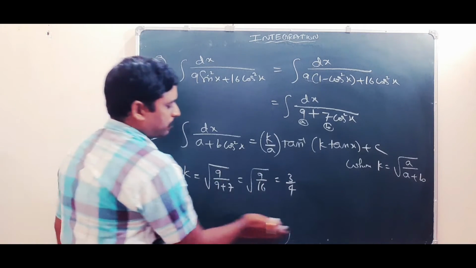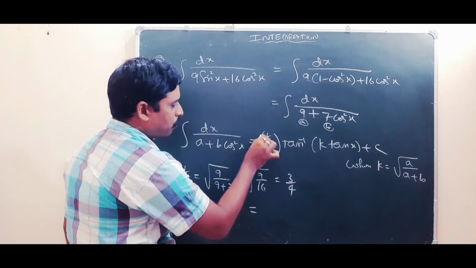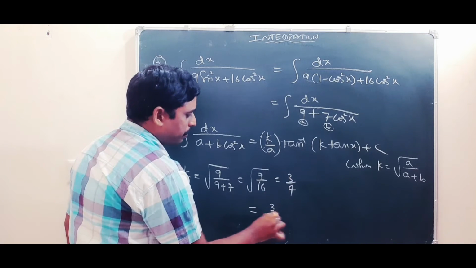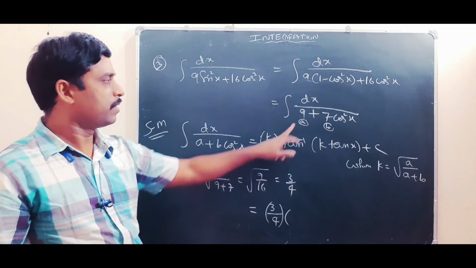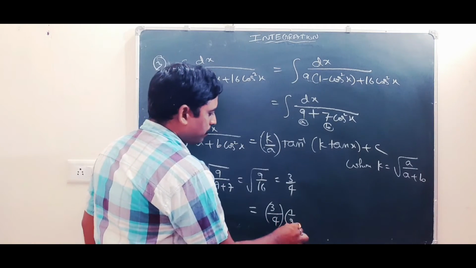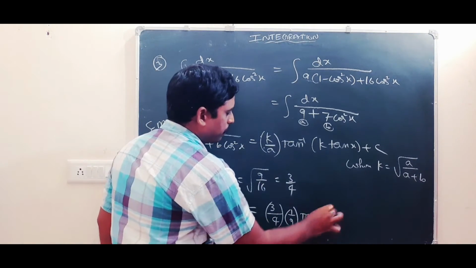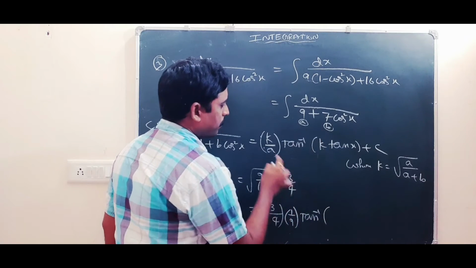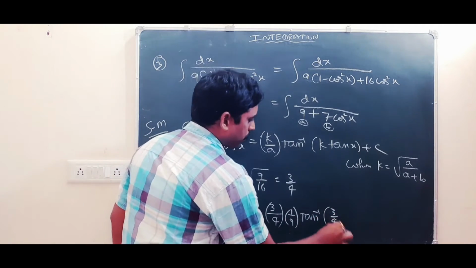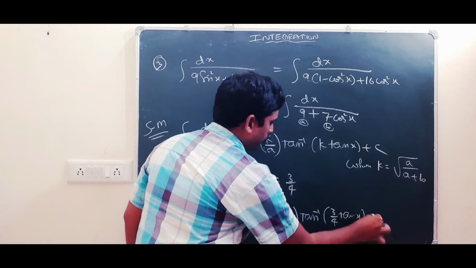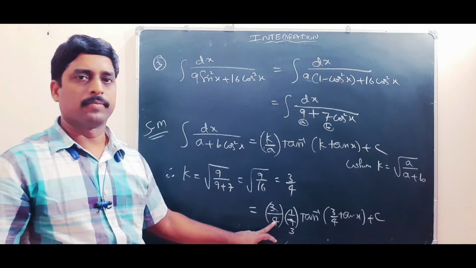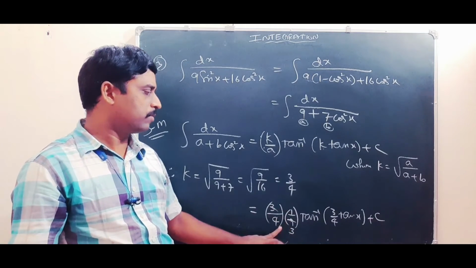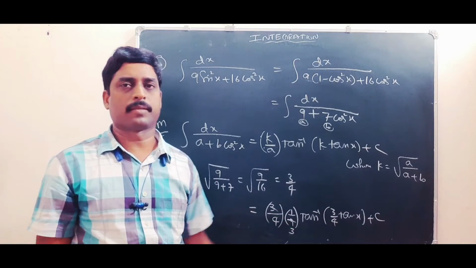Okay, what is the form? K by a. The k value is 3 by 4, so 3 by 4 into 1 by a, where the a value is 9. So tan inverse of k tan x, with k value 3 by 4, so 3 by 4 tan x. 3 into 1 by 9: the 3 cancels, and 4 times 3 is 12. So the answer is 1 by 12 tan inverse of 3 by 4 tan x.